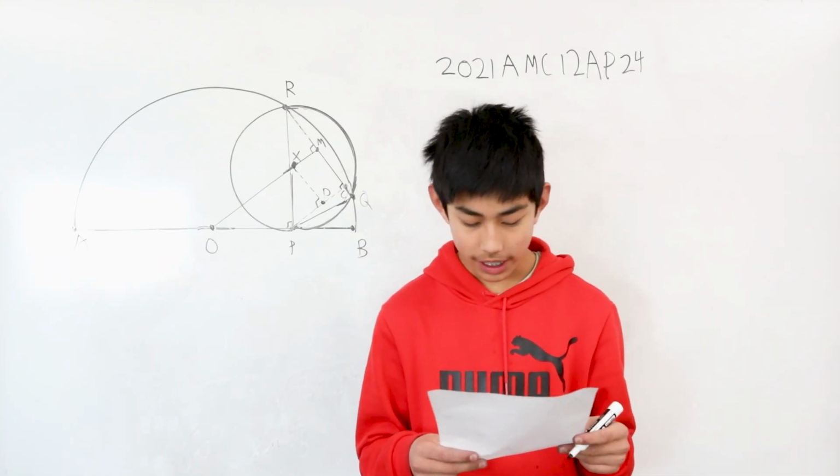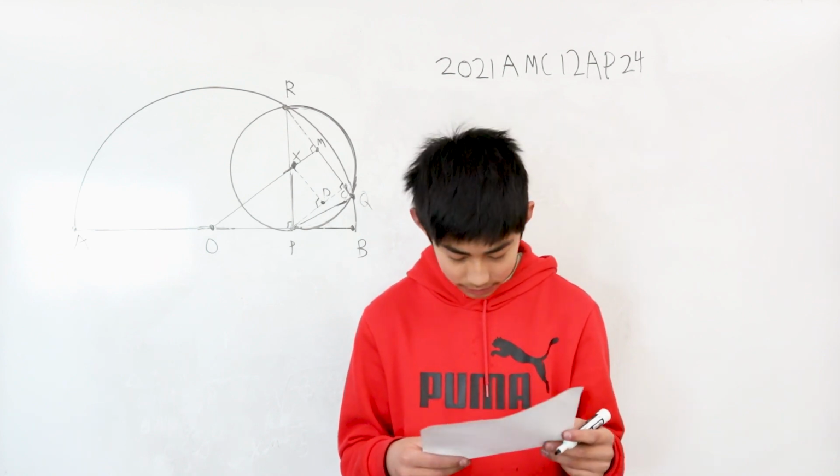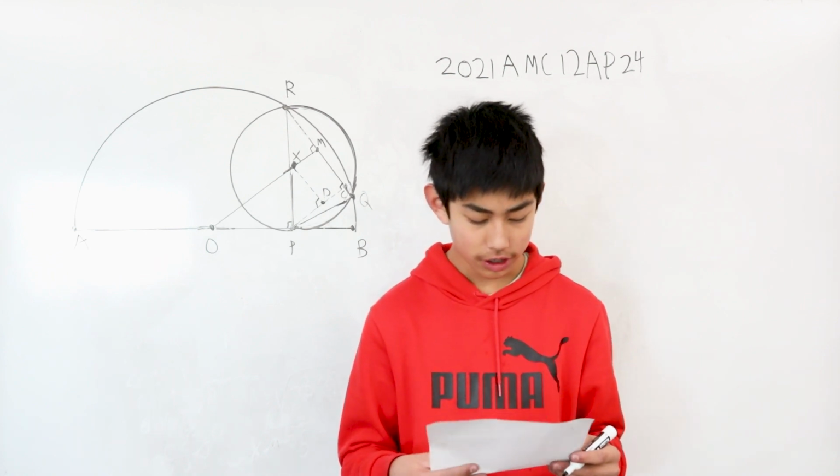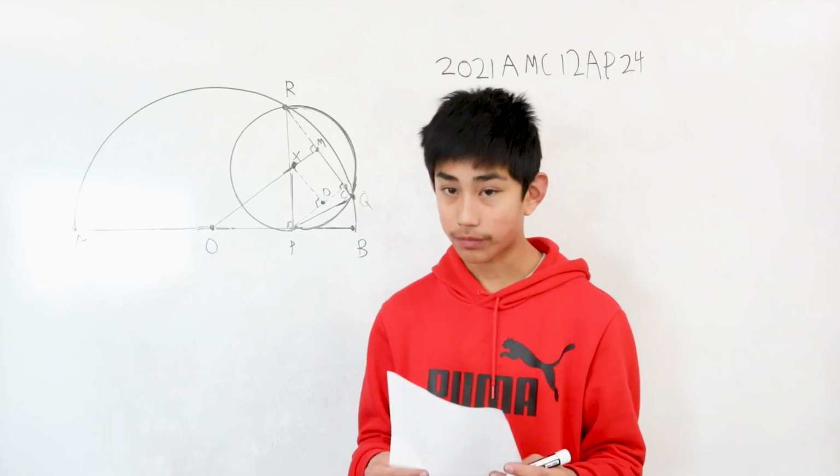A√B over C, where A and C are relatively prime positive integers, and B is a positive integer not divisible by the square of any prime. What is A plus B plus C?